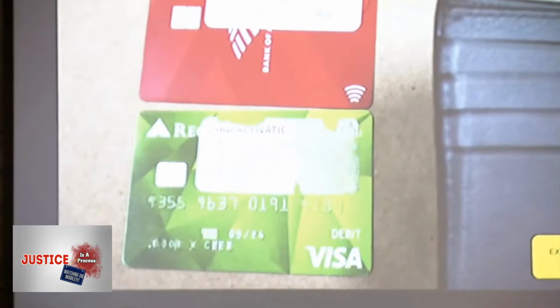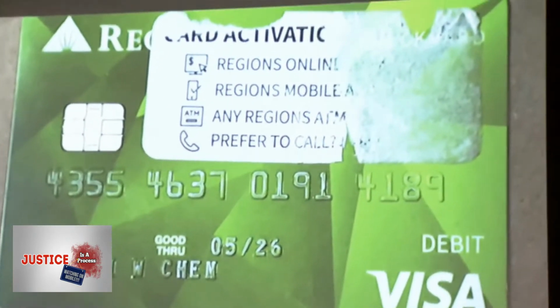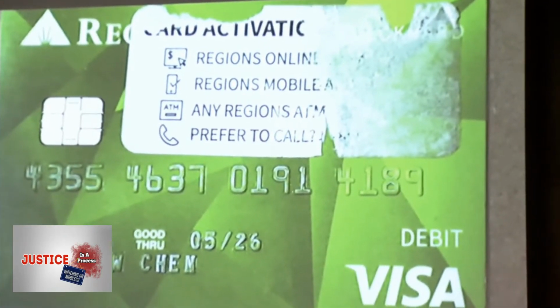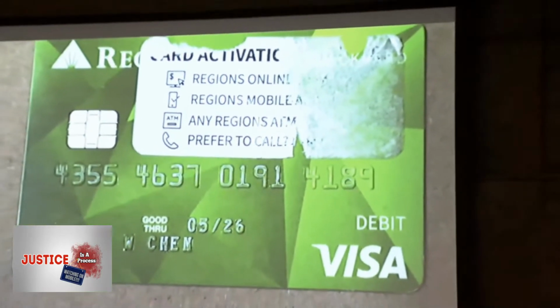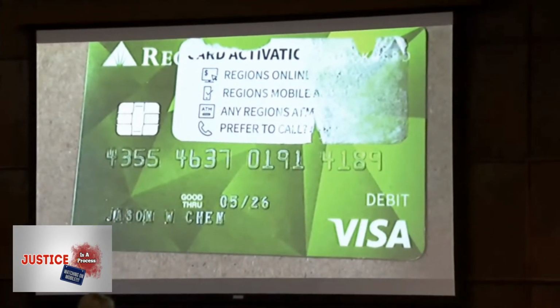Okay. And do you see at the very bottom of the receipt that you have in your hand, where it says payment type, Visa, debit? Yes. Could you please read that number out to the jury? 435546 and then 4189. Would you please compare that to the photograph that we have of Mr. Chen's credit card that we admitted into evidence? Yes, they're the same numbers. Okay. Thank you, ma'am.